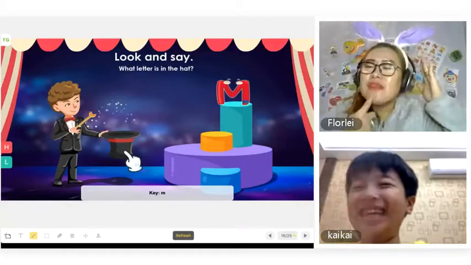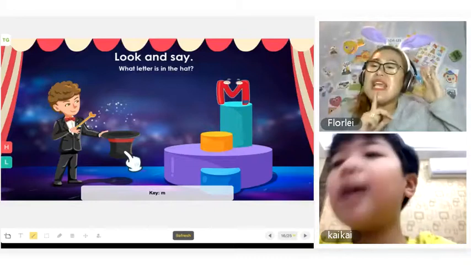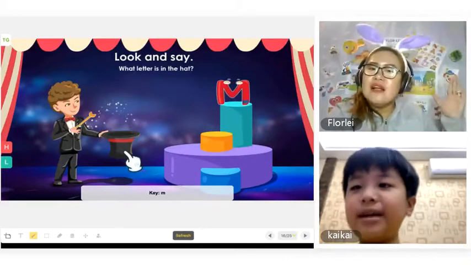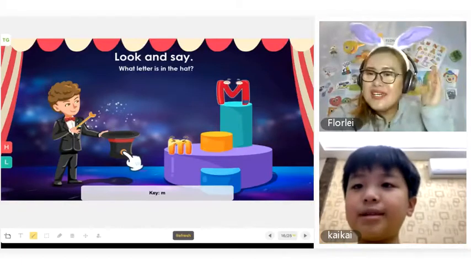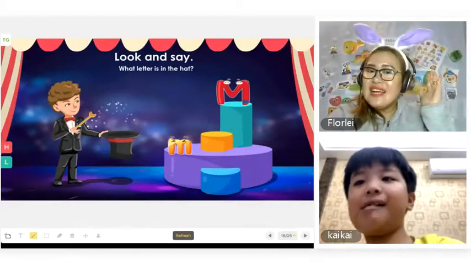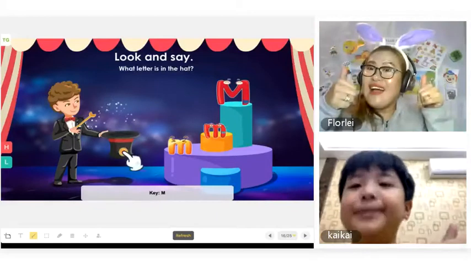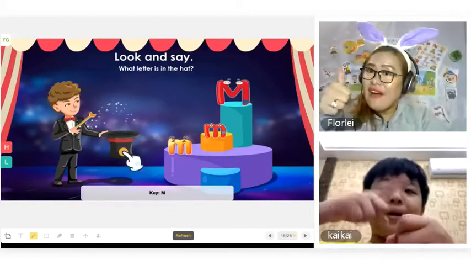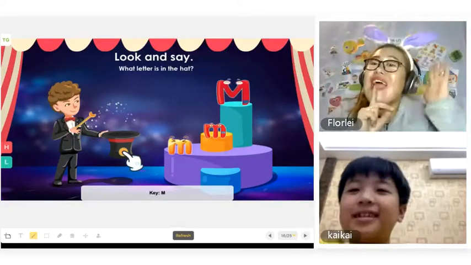Big M. Okay. Liza, Kai Kai, listen to Laoshi. Big M. Very good now. How about the next one? Small M. A small M. Very good. How about this one? Big or small? Small, yes or no? Molly, Molly, boom! Okay. Small M.